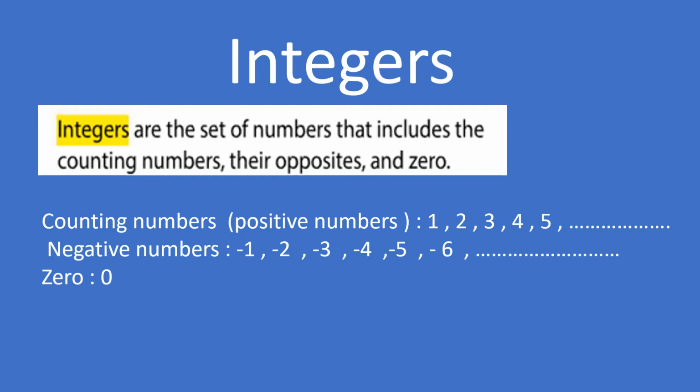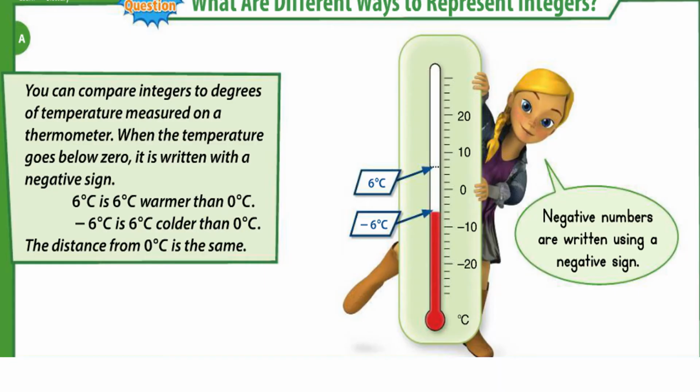Okay, let's show how to represent the integers. What are different ways to represent integers? That's the first way, using the thermometer. Here we said you can use integers for degrees of temperature measured on a thermometer, like the thermometer shown here. When the temperature goes below 0, of course, it will be so cold. So that number will be written with a negative sign because it is below 0.